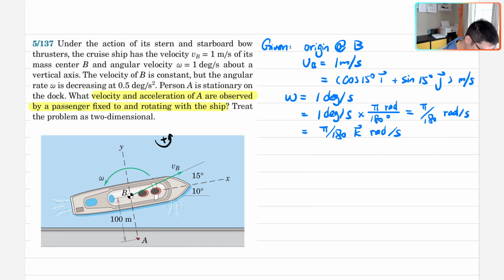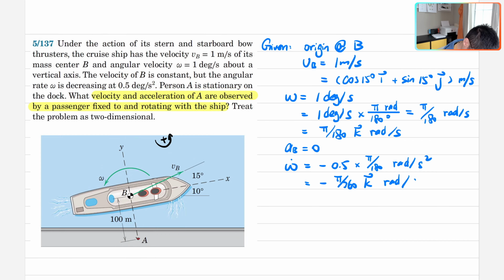We don't have any acceleration of B because the velocity of B is constant. So that gives us AB is 0. However, the angular velocity is decreasing at a rate of negative 0.5 degree per second squared. So here I'm just going to do the conversion: pi over 180 radians per second squared, times 0.5, gives negative pi over 360 k radians per second squared.